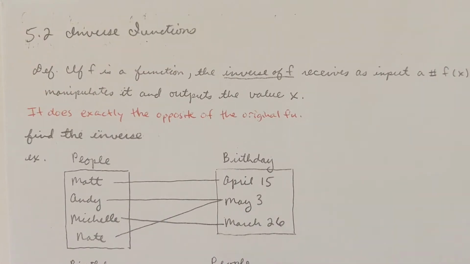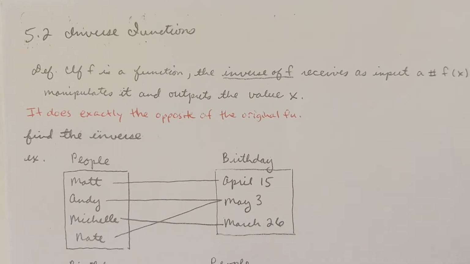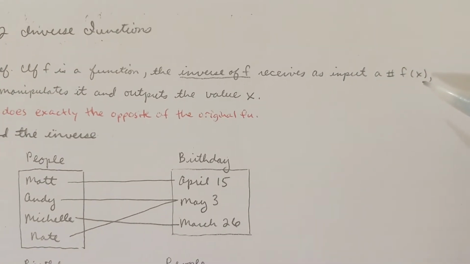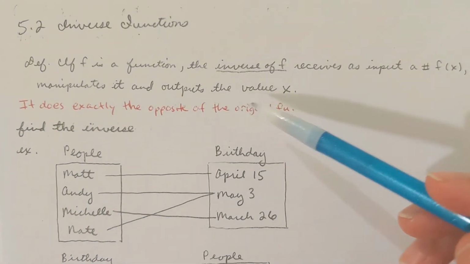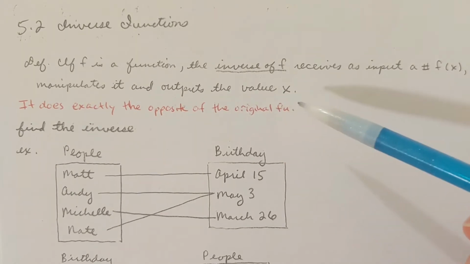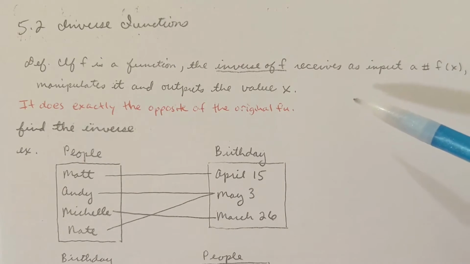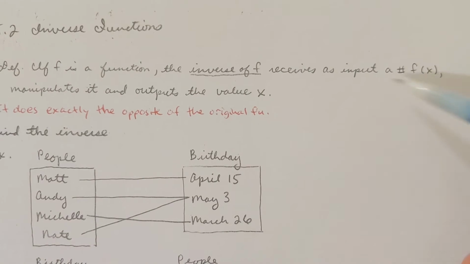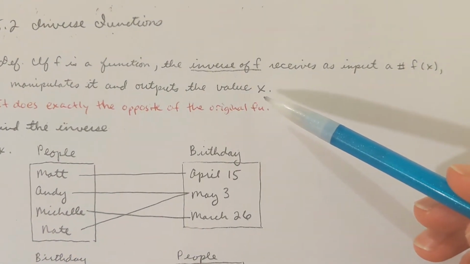Okay, in this section we're going to talk about inverse functions, which is another preliminary topic to logarithmic functions, which is where section 5.4 begins. Definition: if f is a function, then the inverse of f receives as input a number, which we're going to call f of x. It manipulates it and outputs the value x. Okay, so that is the exact opposite of what an original function does. We know that with an original function, the input values are the x values, and the output values are the f of x values.